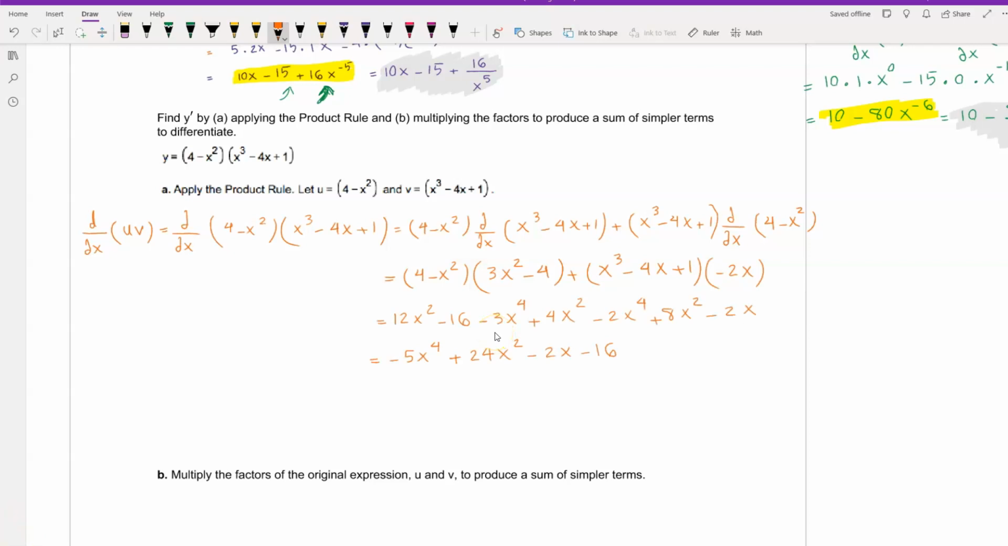So here I multiplied and combined like terms. So this is our final answer.